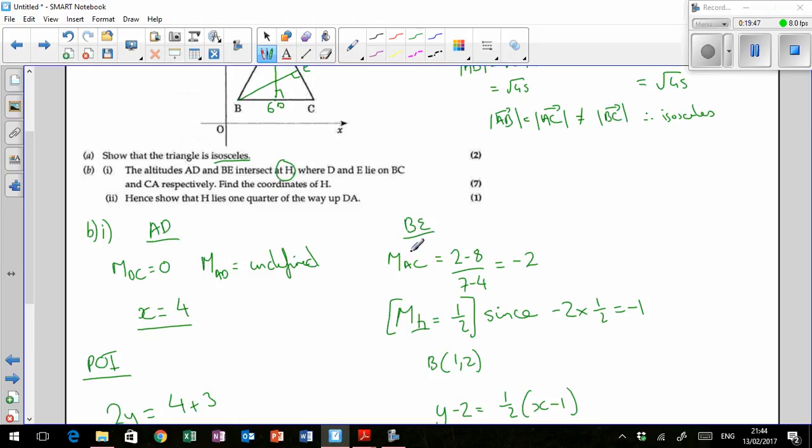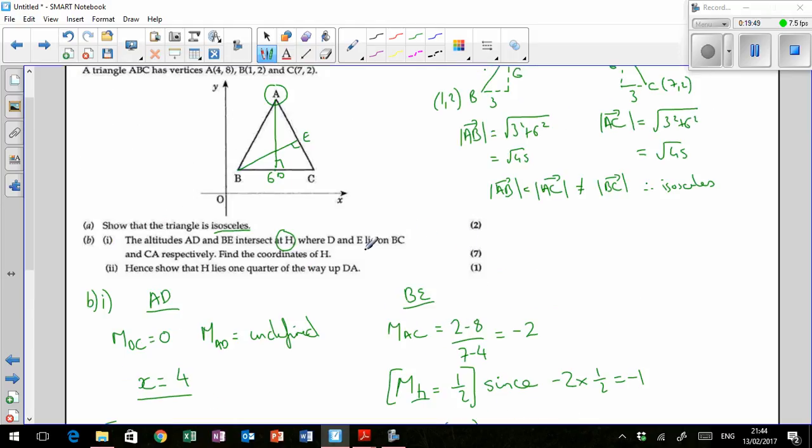And the last one is again a bit of a strange one, and I'm just going to put it over here just so you can see the question the whole time. So for C, hence show that H lies 1/4 of the way up DA. So we've got D and A and H. Firstly, they're all in a vertical line, so they share the same x coordinate. They're all x equals 4, but we know that.